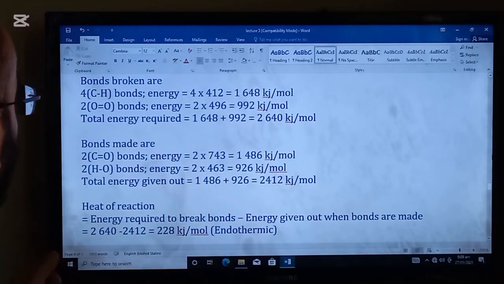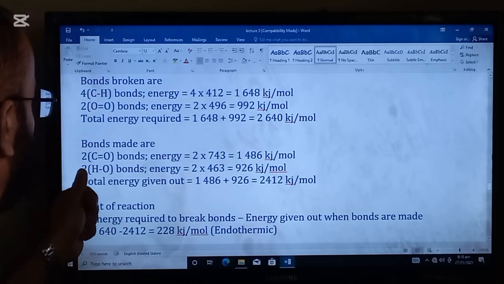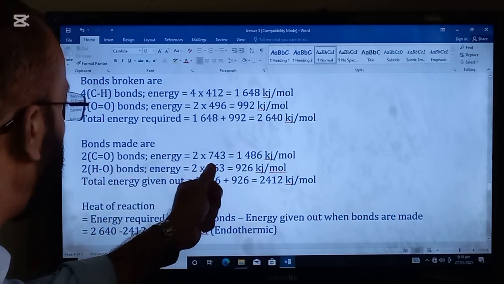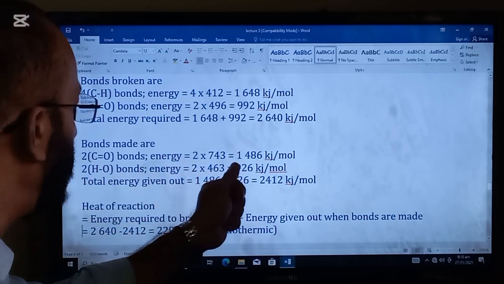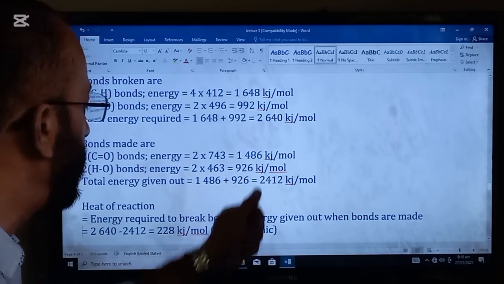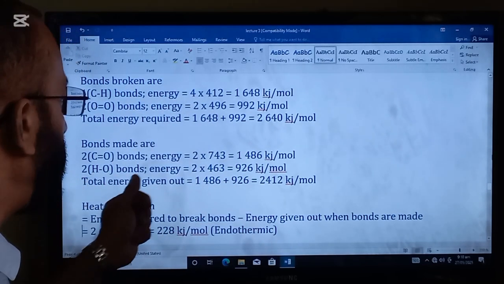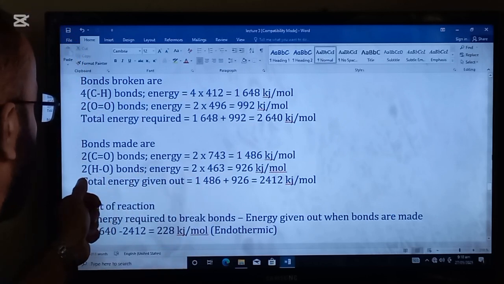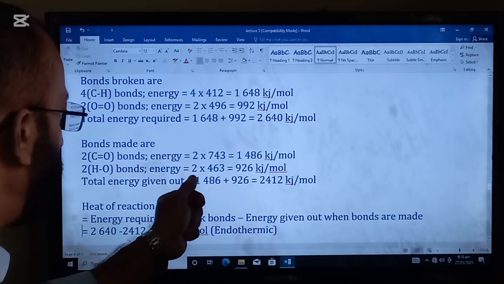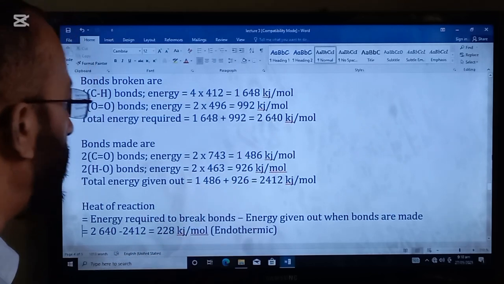So CO bond energy and HO bond energy from the table will be put into the bracket now. CO bond energy is 743, that will be multiplied by 2. Solving it on the calculator will give us answer 1486 kilojoule per mole. And HO bond energy was in the table, that was 463, so that will be placed in the bracket. That will be multiplied by 2. Solving it on the calculator will give us answer 926.